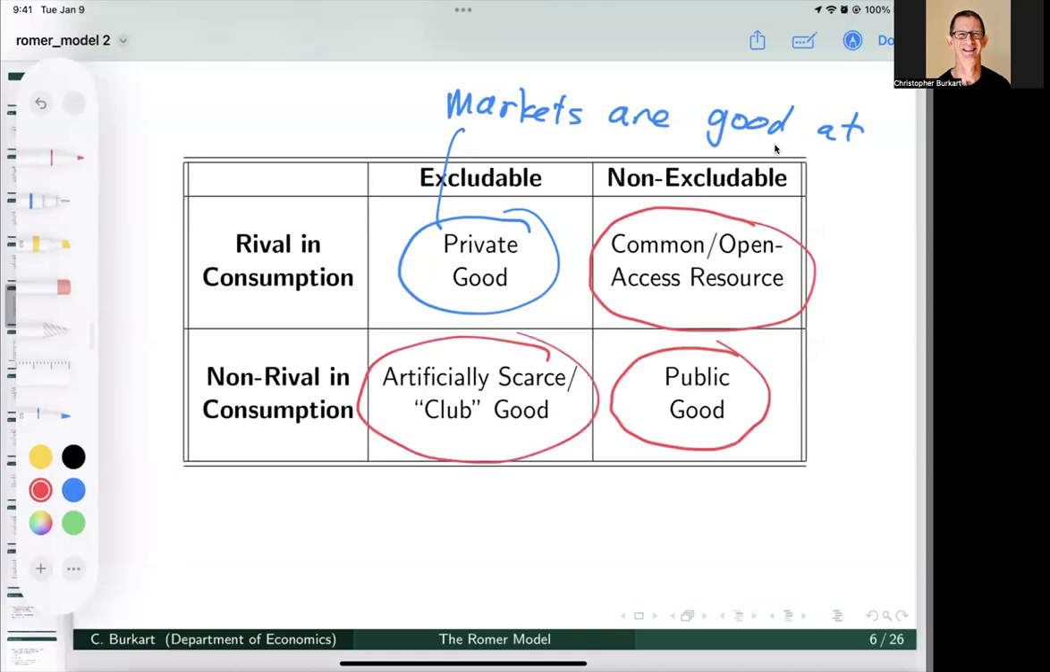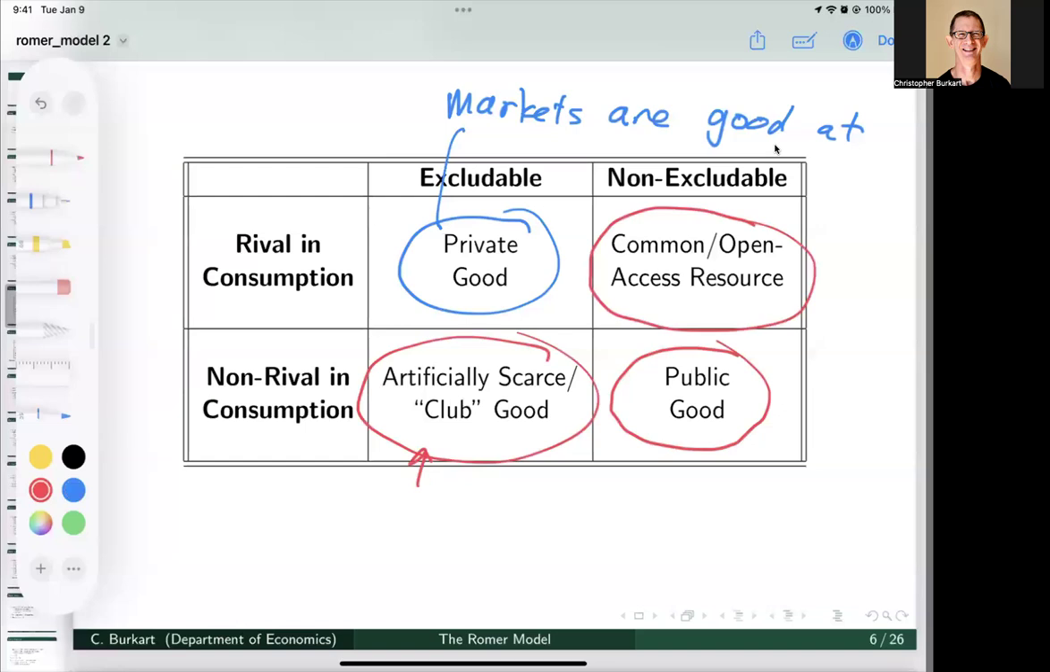So things that are non-rival in consumption but excludable are sometimes called artificially scarce, or sometimes called club goods. The classic example is something like pay-per-view television, like a streaming service or something like that.